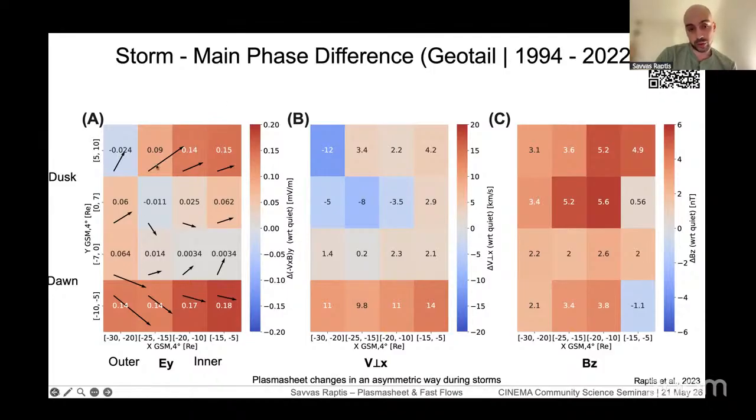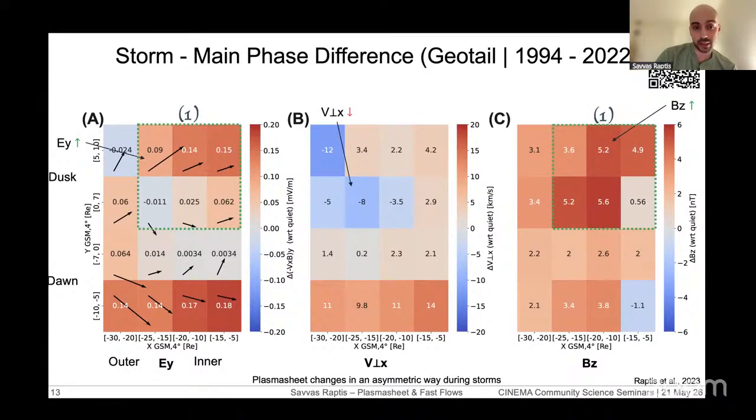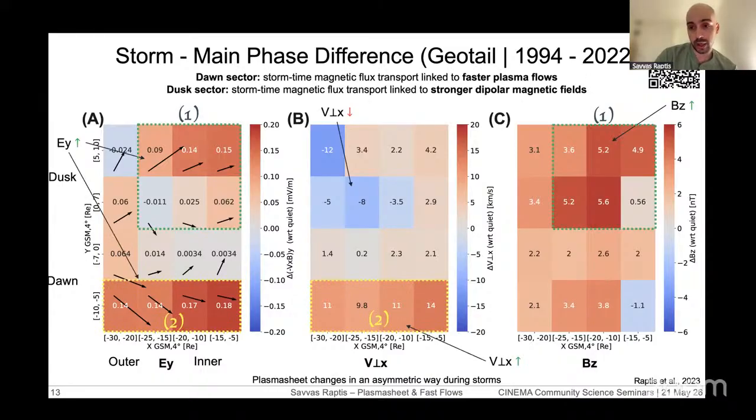Essentially, the first one showing the difference in EY, the difference in perpendicular velocity with respect to the magnetic field towards the Earth, and BZ. And immediately you can see we have two different regimes, roughly speaking. The first one at the dusk shows the elevation of EY associated with a BZ enhancement, and the elevation at the dawn is associated with a relatively faster plasma flow. So the key point here is that we do have significant asymmetries during storms, and especially main phase.